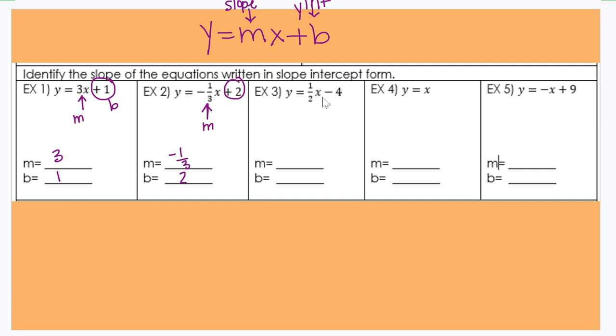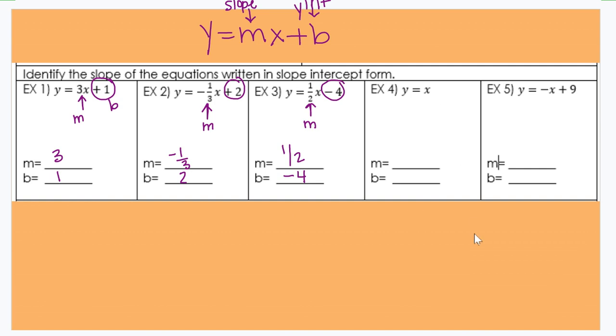Example 3, y equals 1/2 x minus 4. So our m, the coefficient of x, would be 1/2. So m equals 1/2. And our y-intercept this time is a negative 4 because our equation says minus 4. So that sign belongs to the 4, and we know that that is where the graph will cross the y-axis.